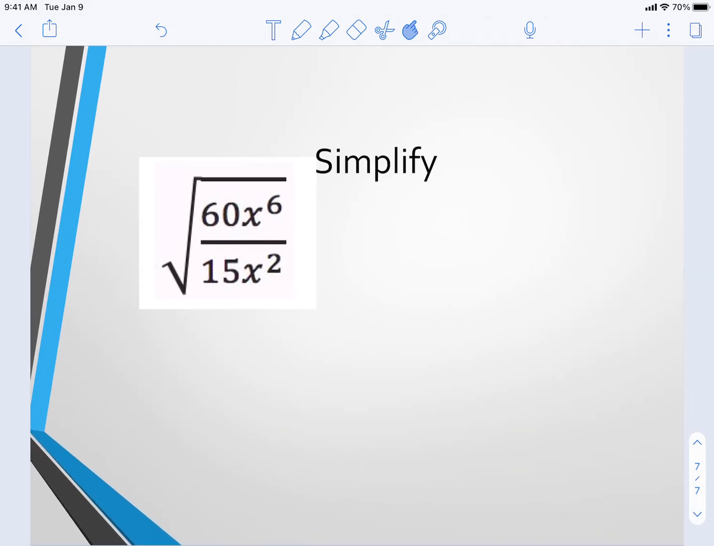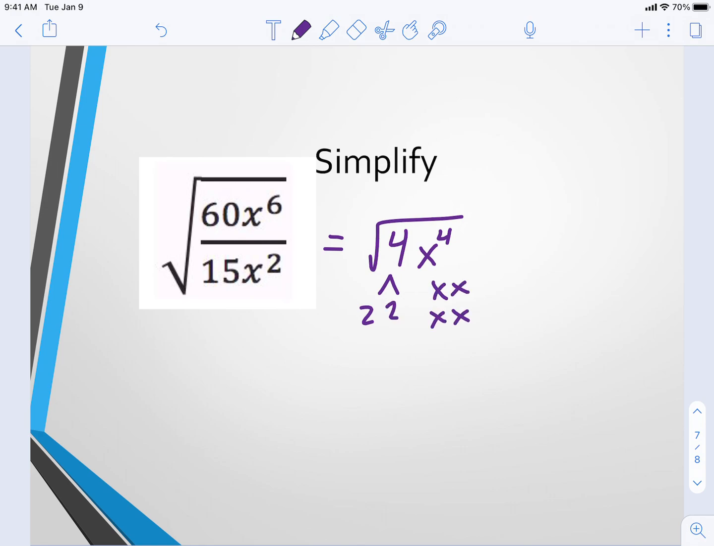All right, last one. This one again, I'm going to divide this out first. I'm going to simplify it inside the radical first. 60 and 15 are not perfect squares. 60 divided by 15, though, is 4. And x to the 6th divided by x squared is x to the 4th. 4 factors to 2 and 2. 1, 2, 3, 4 x's. And there are my groups of 2. Everything gets circled. I circled a single 2, a group of 2. I did 2 groups of x's, and so 2x squared.